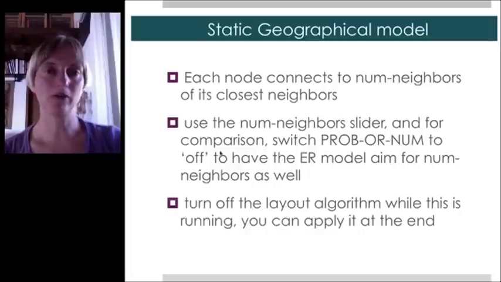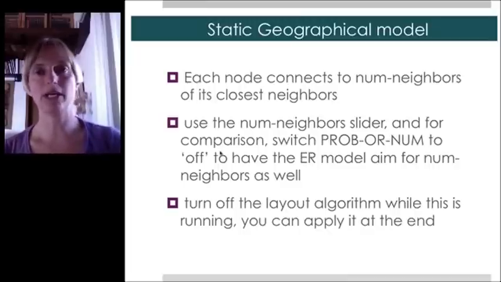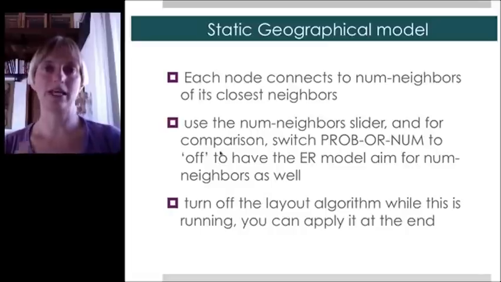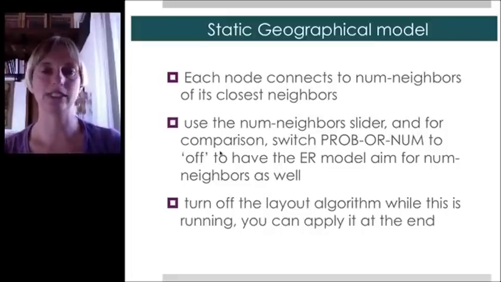The next model we'll consider is a static geographical model. So each node is going to try to connect to some number of its closest neighbors. Some nodes may end up with more neighbors simply because a lot of others were close to it, but it already had its three closest neighbors.